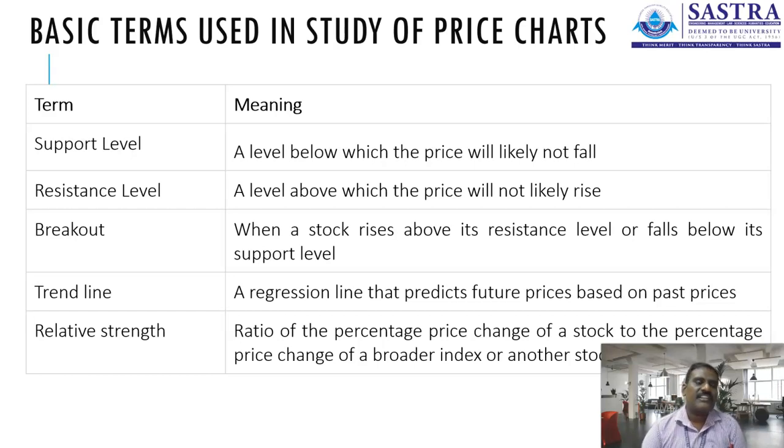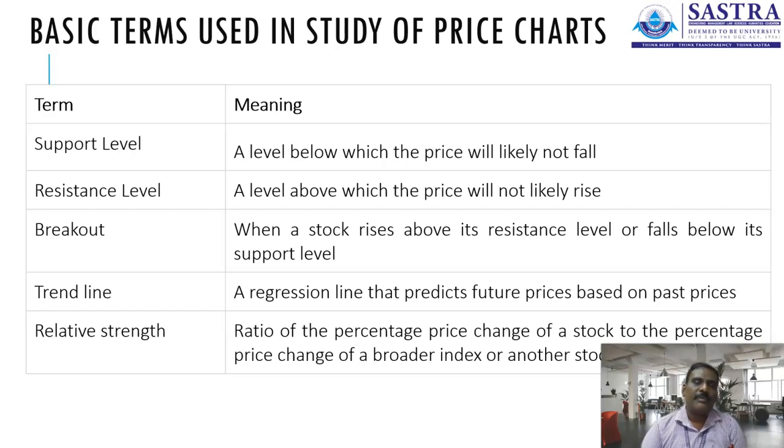The first terminology in the pricing chart is the support level. It is a level below which the price is likely not to fall. That level is what we call the support level. Assume that an average price of a stock is being identified. Take 3 different trading days, identify the closing price, and with the closing prices we can establish an average price. Assume the average price of a stock is about 120 rupees.